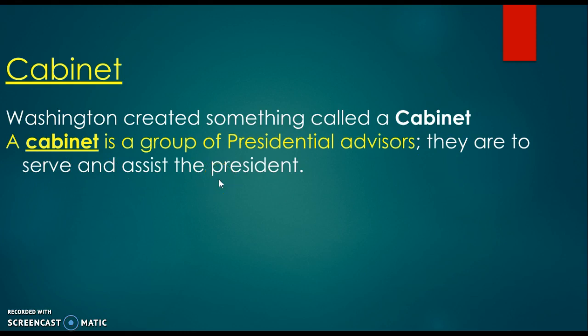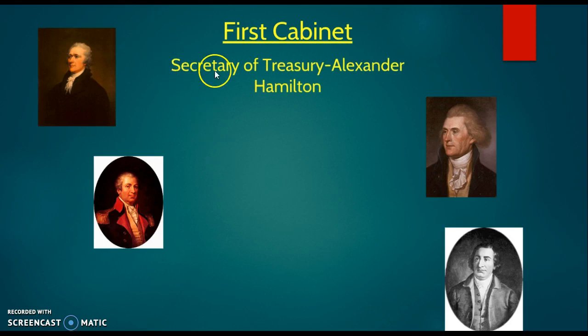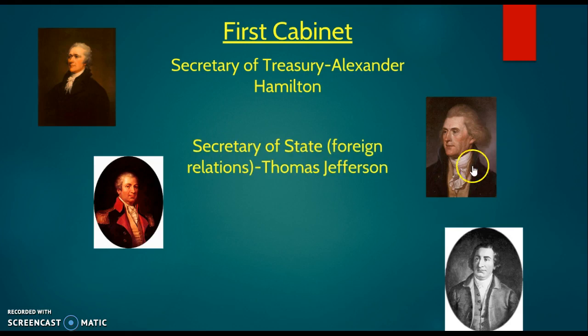The president cannot do everything on his own, so he tries to put together a collective group of men and women today who can advise him. Now, in the little bubbles next to the person's face, I want you to put what their job was. Alexander Hamilton was the smartest guy to deal with money. So, in the bubble next to Alexander Hamilton, he was the Secretary of the Treasury. He was the one that was going to fix the financial problems.